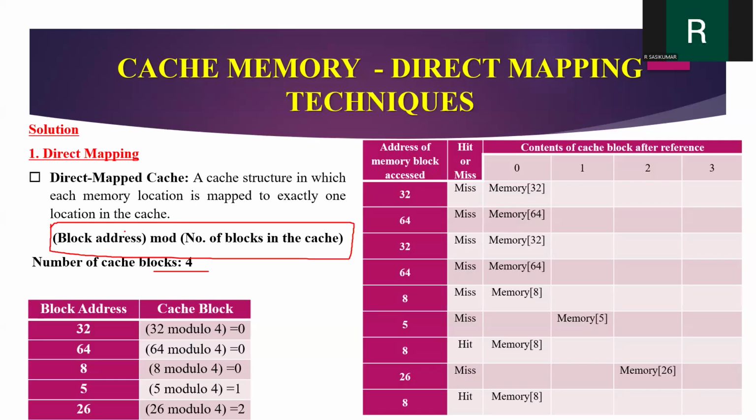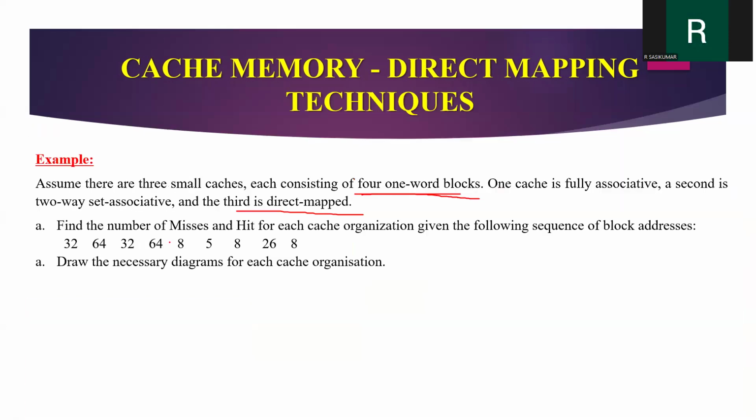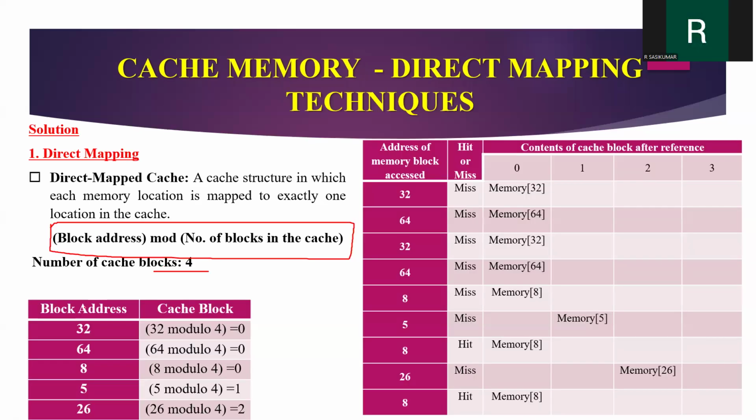Now, the block addresses they have given are the 9 block addresses. 32 mod 4: the mod function always gives the remainder value. So 32 mod 4 equals 0, that is the remainder value. 64 mod 4, again the cache block address is 0. 8 mod 4, again we get 0. 5 mod 4, the remainder is 1, so the cache address is 1. 26 mod 4, the remainder is 2, so we can store the data in cache address 2.